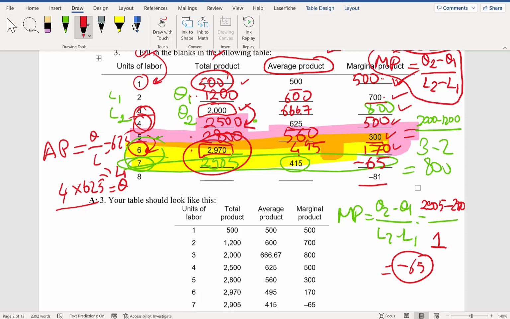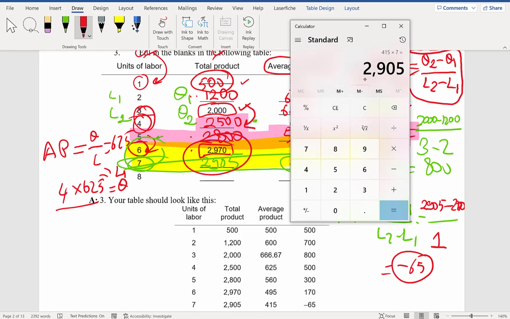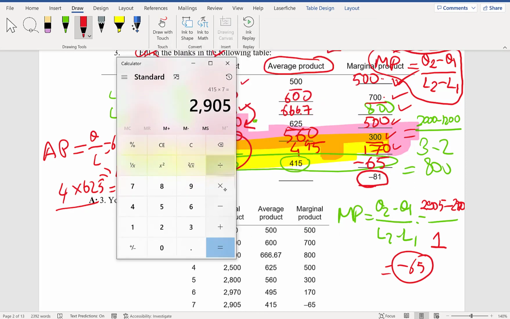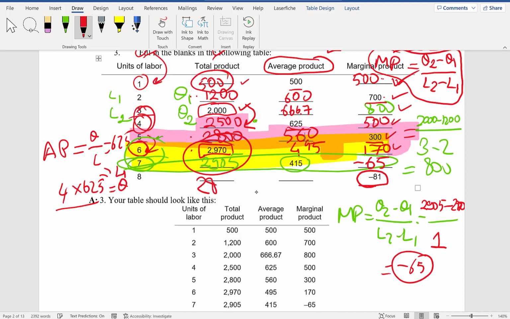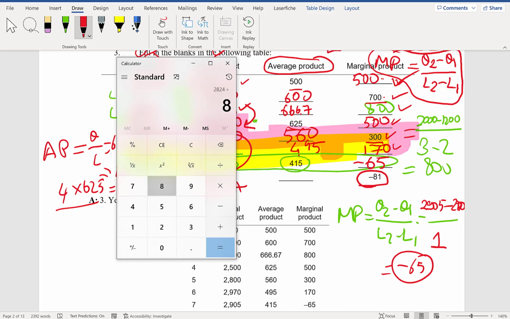So what's next? The next person further diminishes output by 81 units. So what we're going to do is 2905 minus 81, right? That's what the last person adds, negative 81. 2824 units. I put 1 divided by 8 to find average product. Boom, 353.